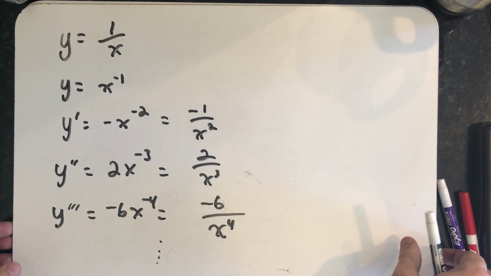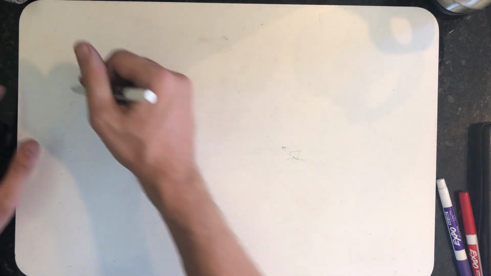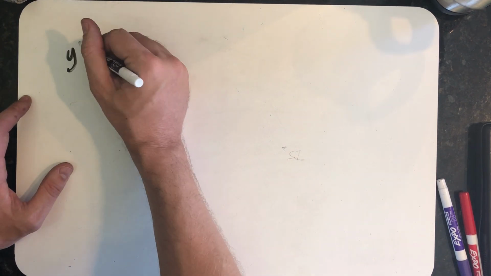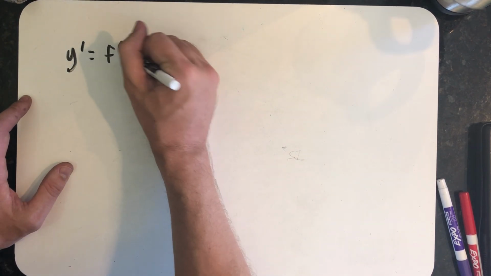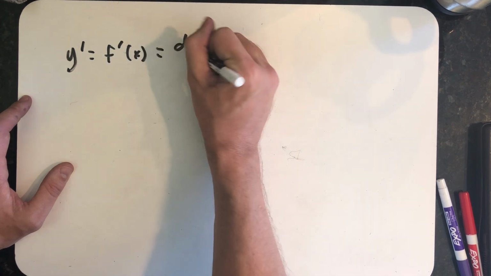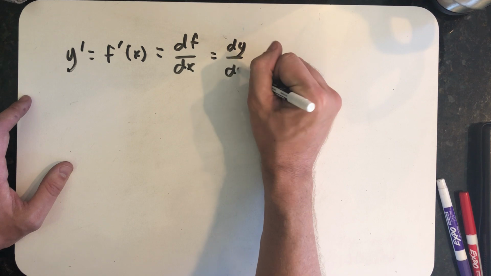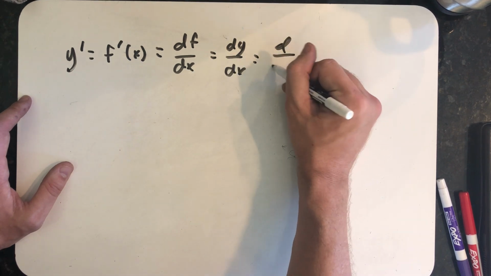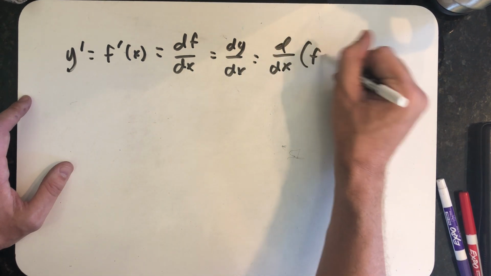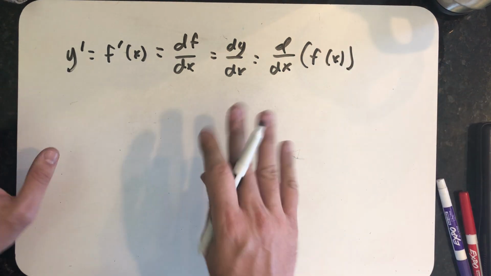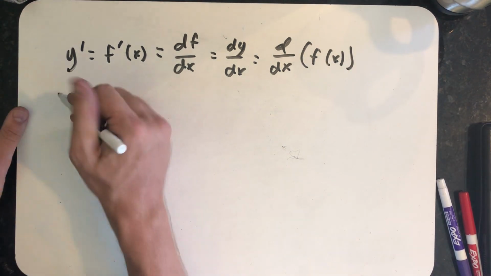Okay, so we have multiple notations for the derivative. So I'd like to end this video just by going about how I can talk about these different orders of the derivative. So I know that y prime is f prime, is the same as df dx, is the same as dy dx, is the same as d dx of f of x. And then there are even more notations, but these are the ones we primarily use.